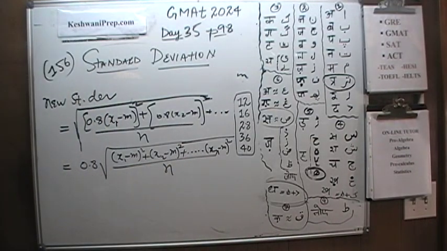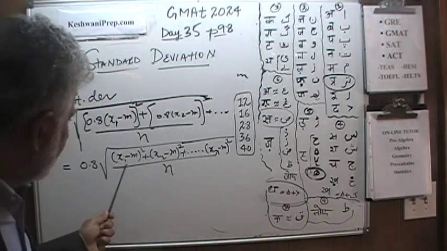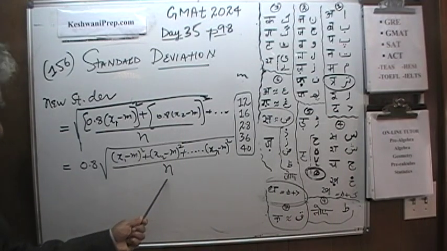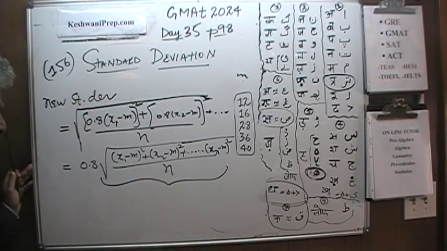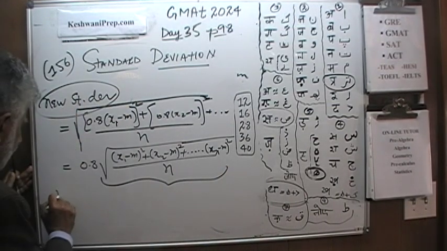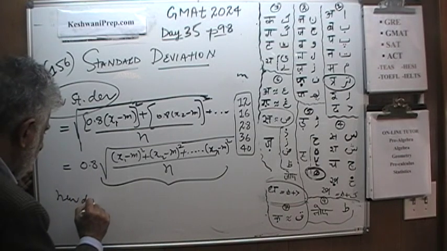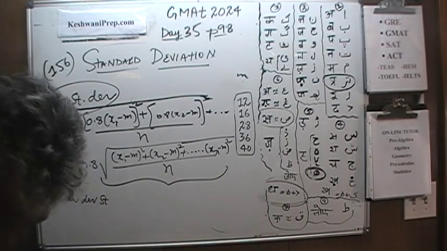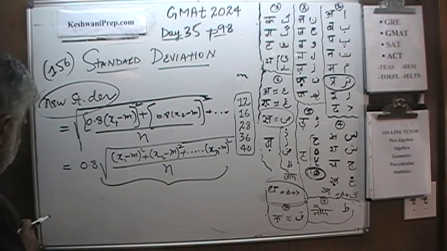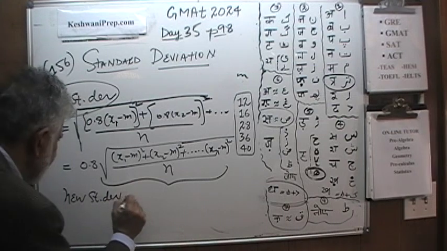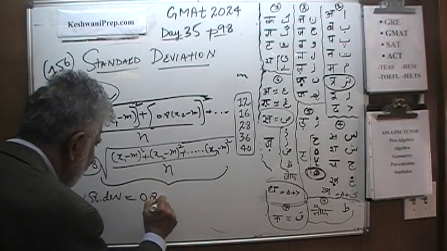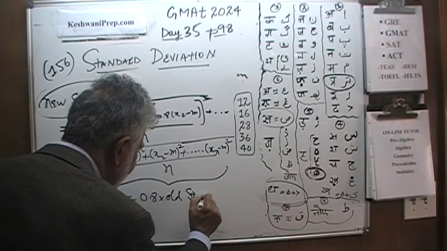And what do you suppose this is? This is each of the deviations from the mean, each deviation of each of the scores from the mean being squared, being added and divided by n. This is our old standard deviation. This is nothing but the old standard deviation. So the new standard deviation is simply 0.8 times the old standard deviation.